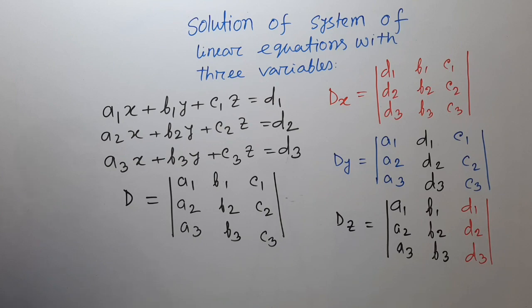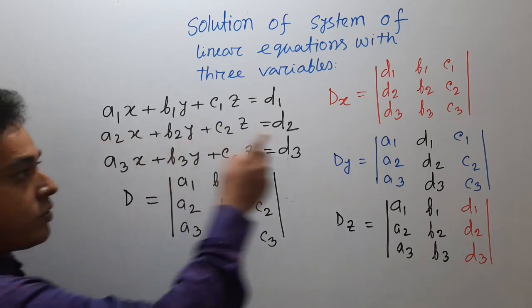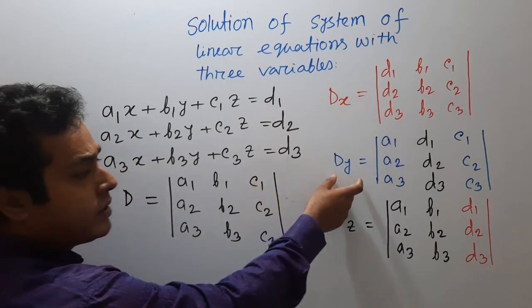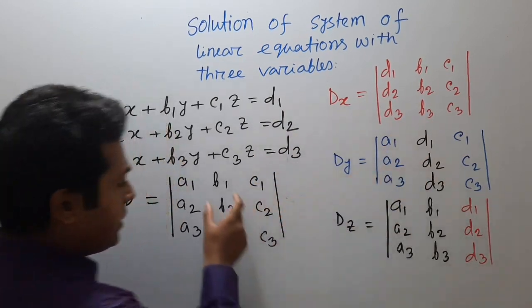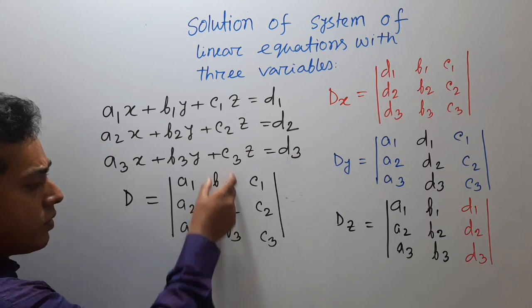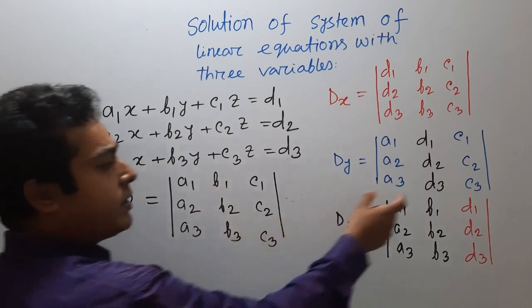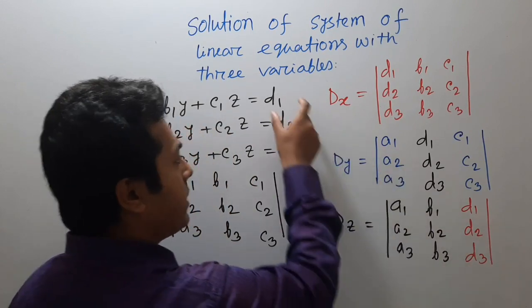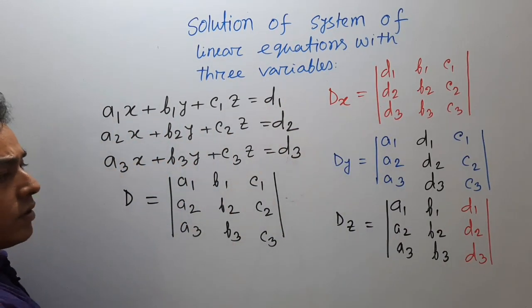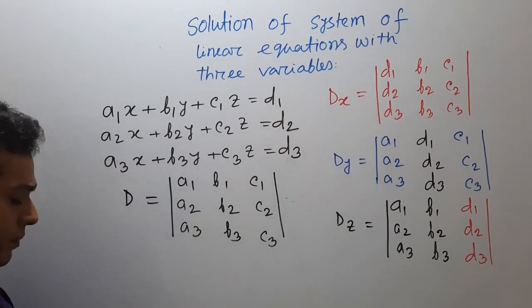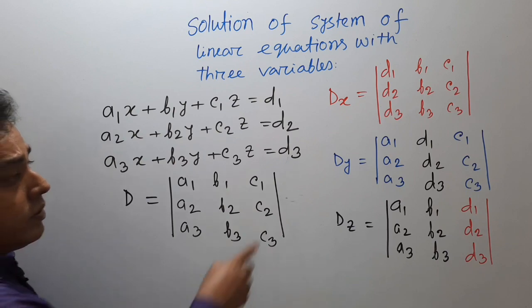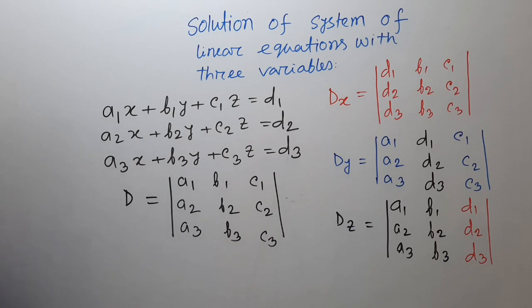Okay, in Dx just the first column is changed by the constant terms, in Dy the second column is changed, that means the coefficient of y is changed by the constant terms, and in Dz the coefficient of z is changed by the constant terms. Okay, now how can we find the values of x, y, z?